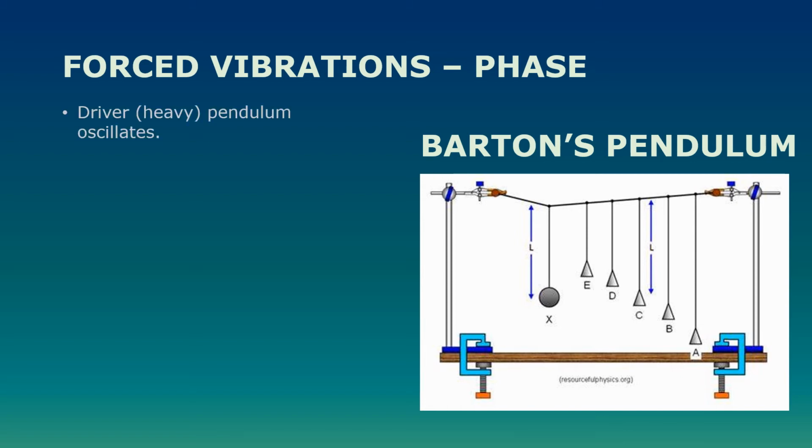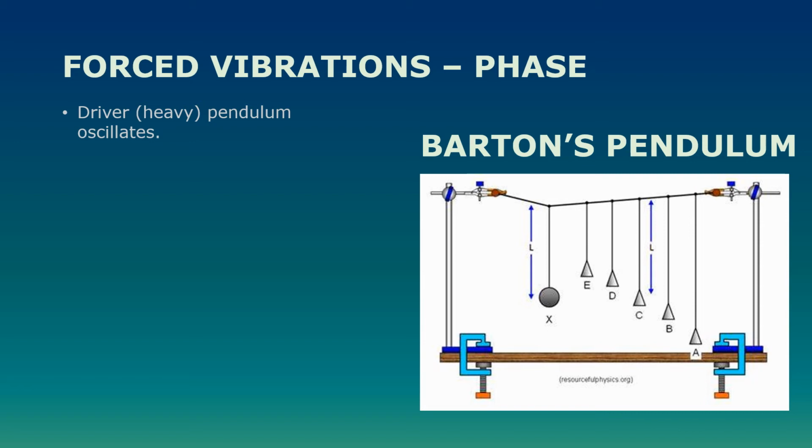So what we've got is a driver pendulum, which is X on the diagram, which is the heaviest pendulum in the system, attached to a string across the top. You set the driver pendulum in motion, and it oscillates with simple harmonic motion at its own natural frequency. That then drives the frequency of oscillations across the string at the top, which forces the 5 lighter pendulums to vibrate, or oscillate, at the frequency of the driver pendulum. So they are at a driven frequency.